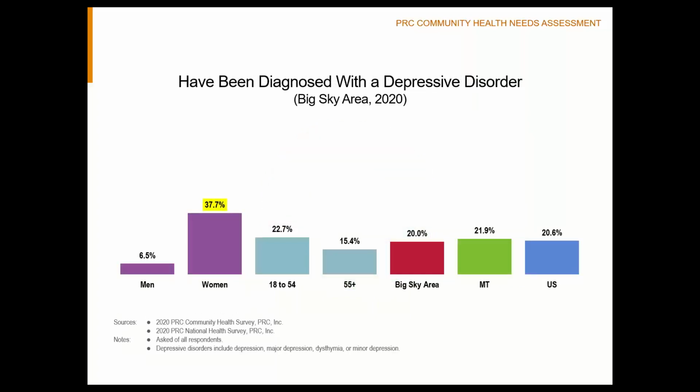This chart is now showing the prevalence of residents reporting being diagnosed with a depressive disorder. And depressive disorders include depression, major depression, dysthymia, or minor depression. And 1 in 5 adults in the Big Sky area reporting that they have been diagnosed with a depressive disorder. Similar, almost equal to what we see at the state and the nation. But again, by demographics, we see some disparities. Women, much more likely, 5 times more likely than men to report being diagnosed with a depressive disorder.